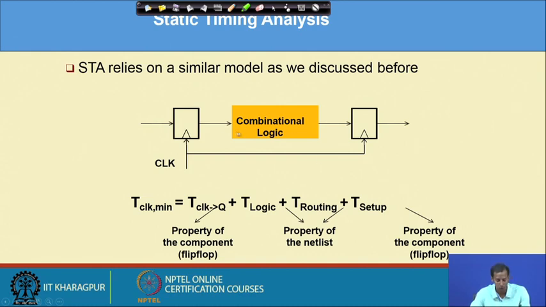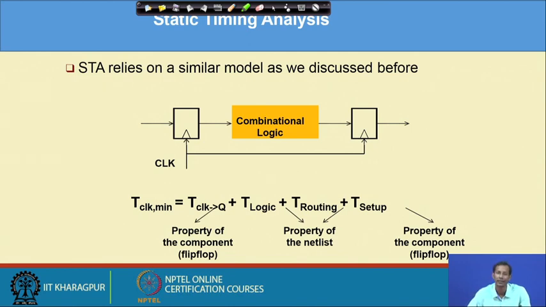So then what will be the corresponding value for this? The value for this will be T clock to Q. T clock to Q, what is the meaning of this? This is the delay of the flip flop itself. The delay of the flip flop itself means from the clock to the output, which is the Q. If you just remember the internal structure of flip flops.